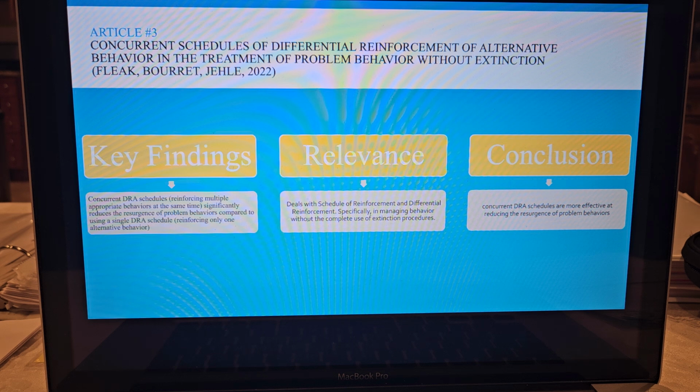The takeaway is that concurrent DRA schedules offer an effective solution to maintaining appropriate behavior and minimizing problem behaviors, and can be applied in more complex settings in different environments. For behavior analysts, the strategy can improve the long-term effectiveness of interventions by just diversifying reinforcement opportunities.